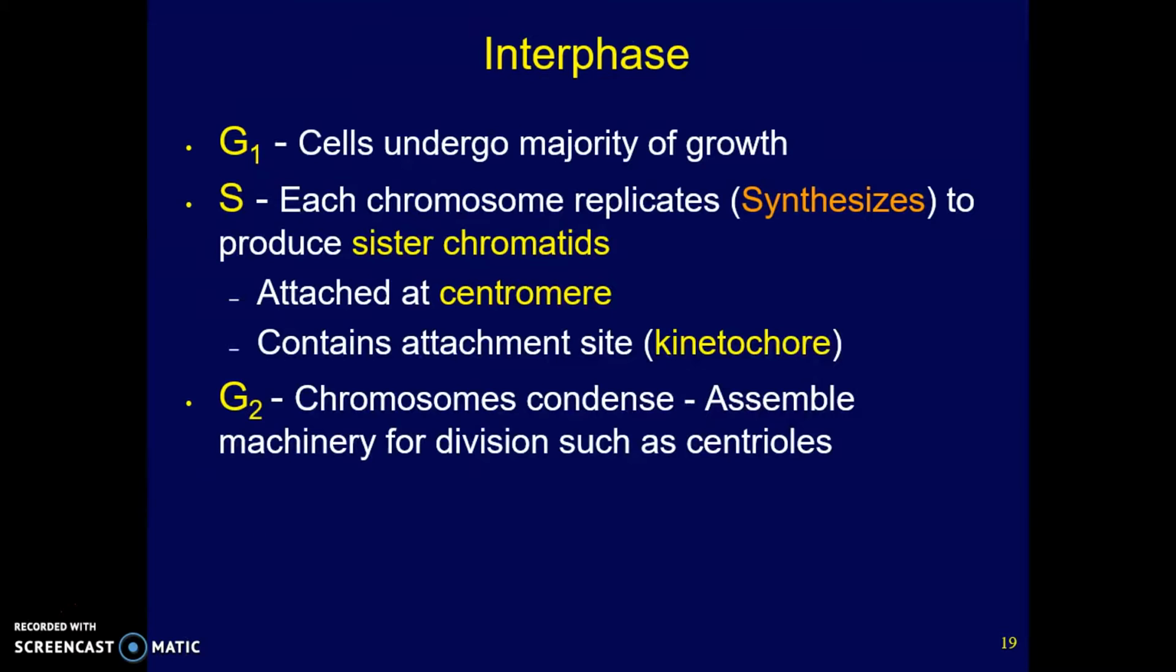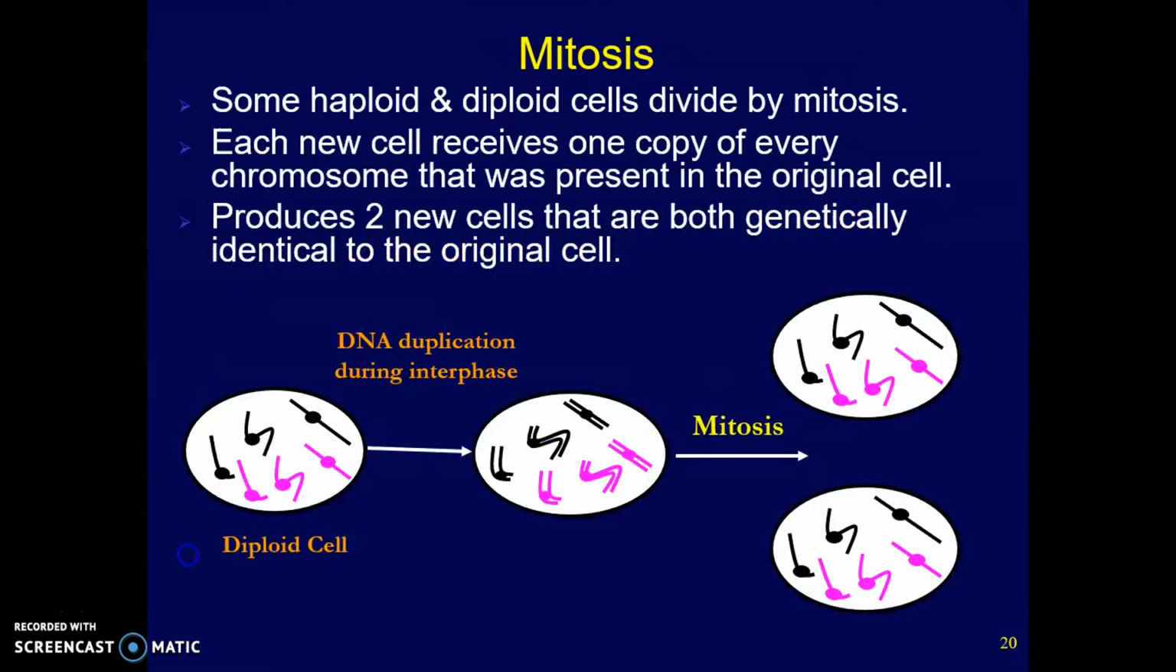As I explained before, in S each chromosome replicates, producing twice the amount of DNA, and then G2 checks it, and then we start mitosis. Each new cell receives 1 copy of every chromosome that was present in the original cell. It produces 2 new cells that are both genetically identical to the original cell. So during mitosis, you're going to produce 2 genetically identical daughter cells from 1 cell.